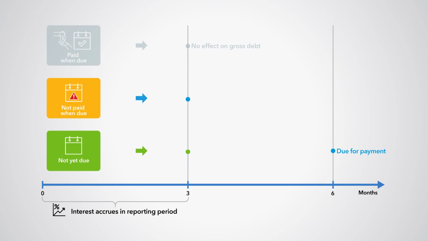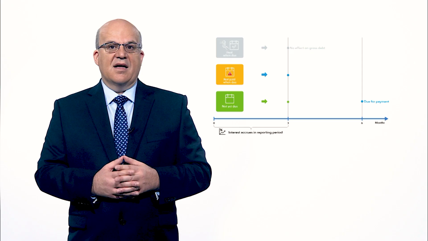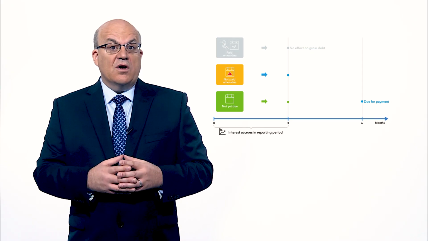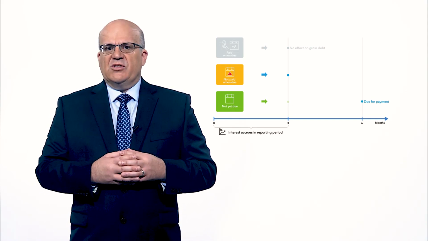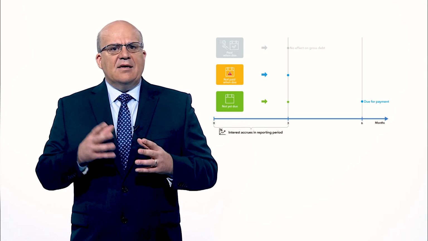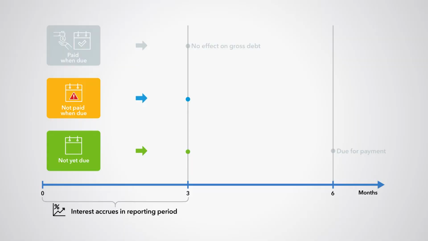payment. In the second and third cases, the accrued interest should be included as part of the value of the underlying debt instruments. In other words, the accrual of interest continuously increases the total amount outstanding of the debt instrument until the interest is paid. As a result, the gross debt position at the end of the reporting period increases.